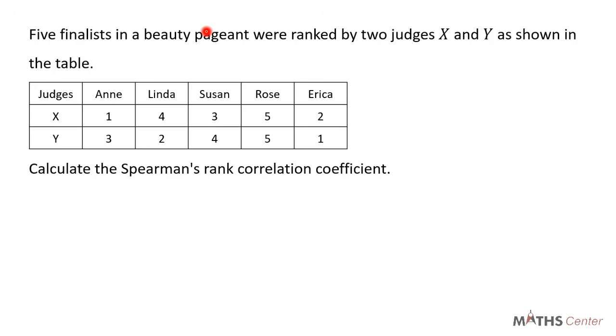5 finalists in a beauty pageant were ranked by 2 judges X and Y as shown in the table. In the table, we have Judge X, Judge Y, and these are the finalists: Anne, Linda, Susan, Rose, and Erica. And these are the scores that the judges assigned to the finalists. The question says we should calculate the Spearman's rank correlation coefficient.